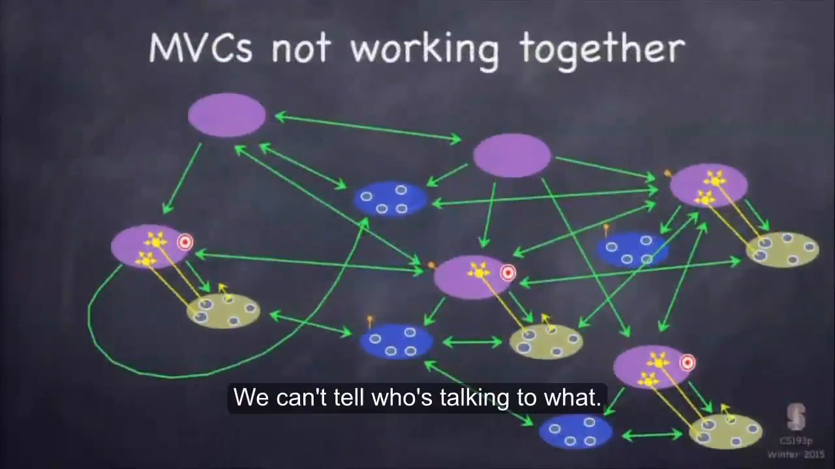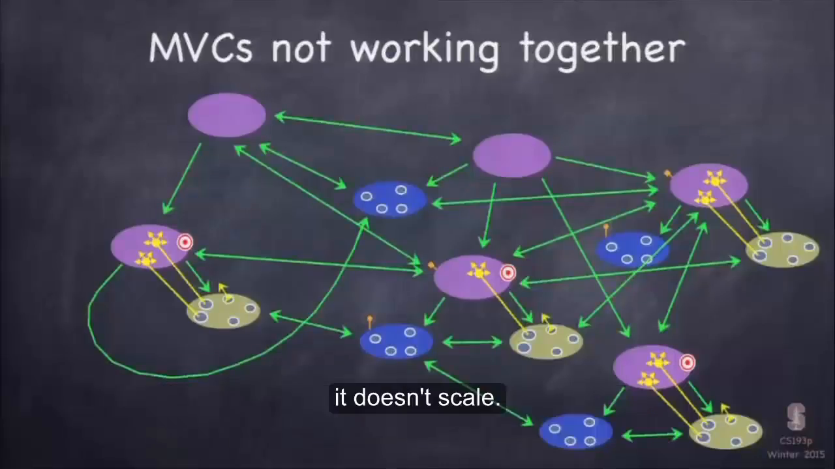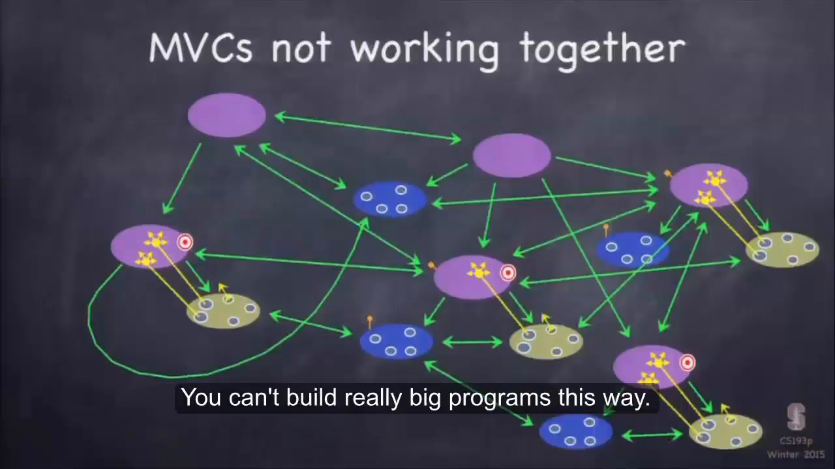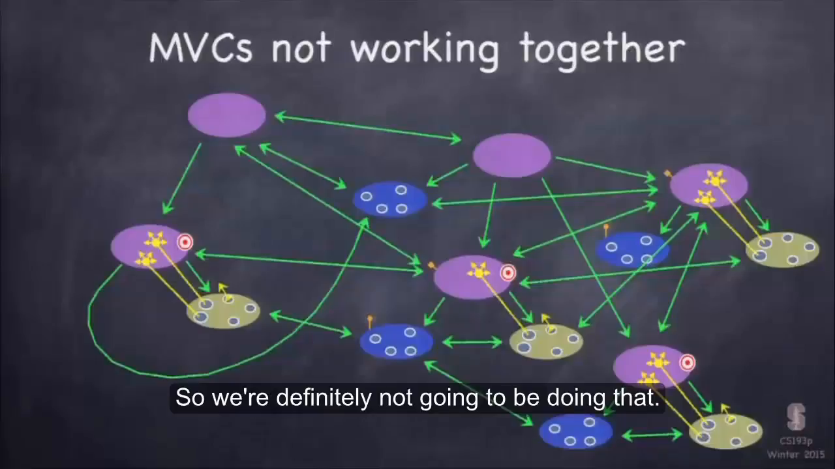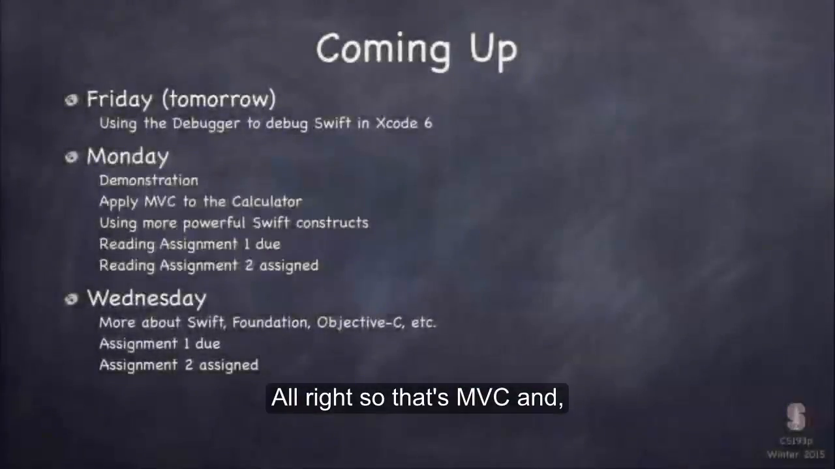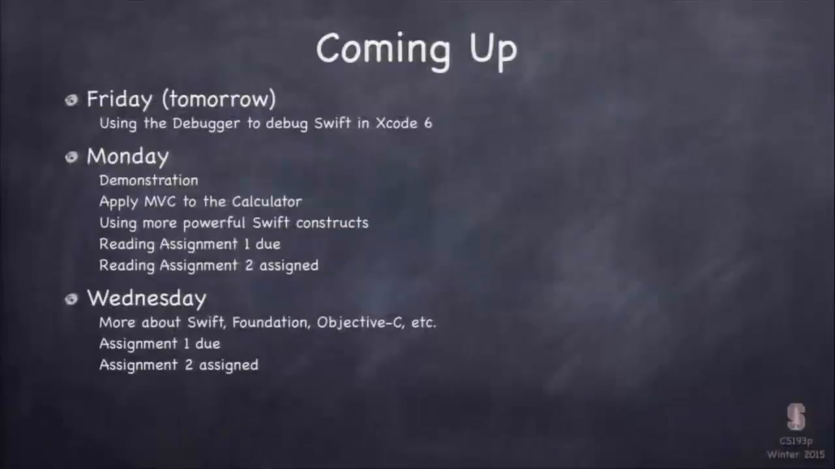So we definitely don't want designs that look like this, where everybody's talking to everybody and we can't tell who's talking to what. It's just impossible to debug a program like this, and it doesn't scale. You can't build really big programs this way. It becomes impossible to know how touching anything would break everything. So we're definitely not going to be doing that. All right, so that's MVC, and like I said, on Monday we'll apply MVC to our calculator.